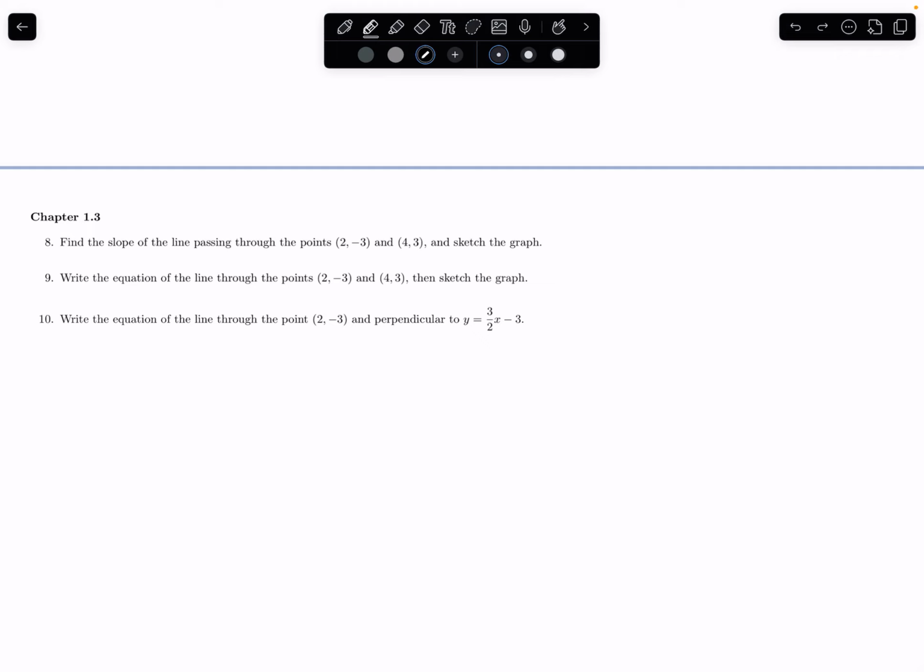So question number 8. Find the slope passing through points (2, -3) and (4, 3). Super easy. m is equal to (y1 minus y2) over (x1 minus x2). Or you actually might have remembered it as (x2 minus x1) over (y2 minus y1). Either way, it doesn't actually matter. You get the same result. Okay, so let's just pick one. I'm gonna do.